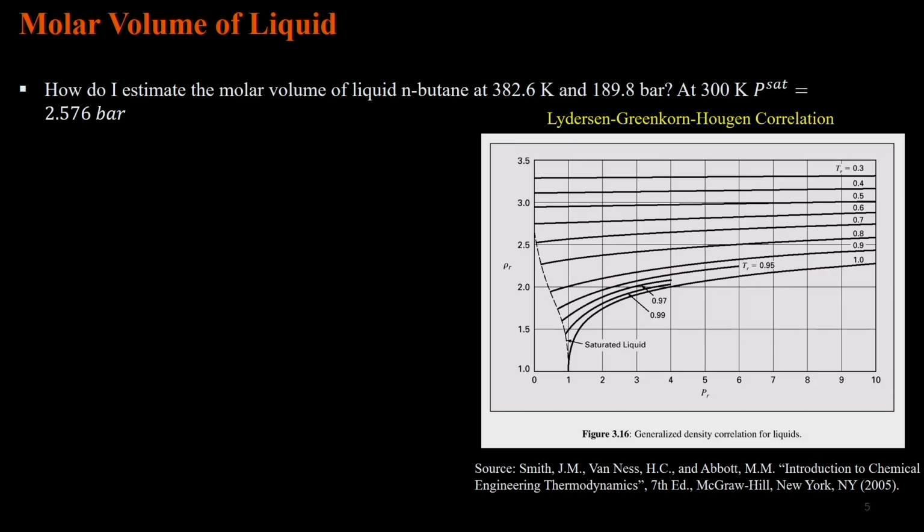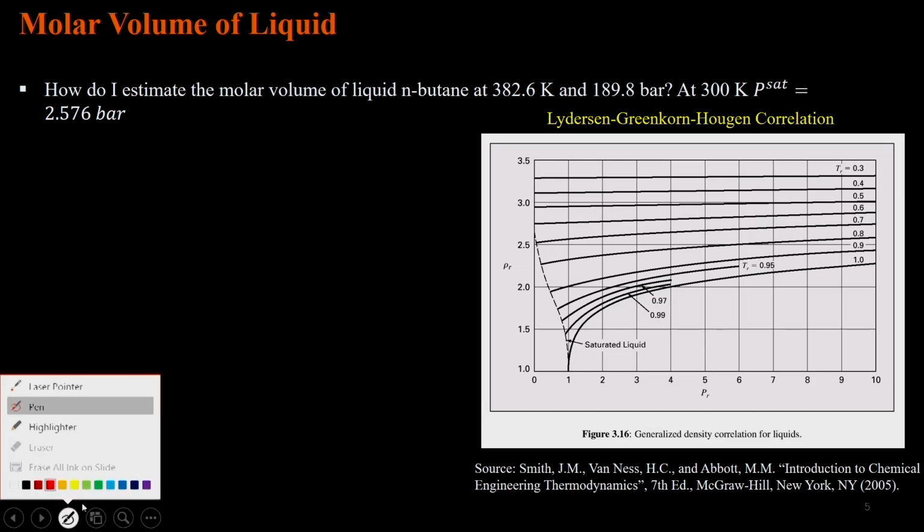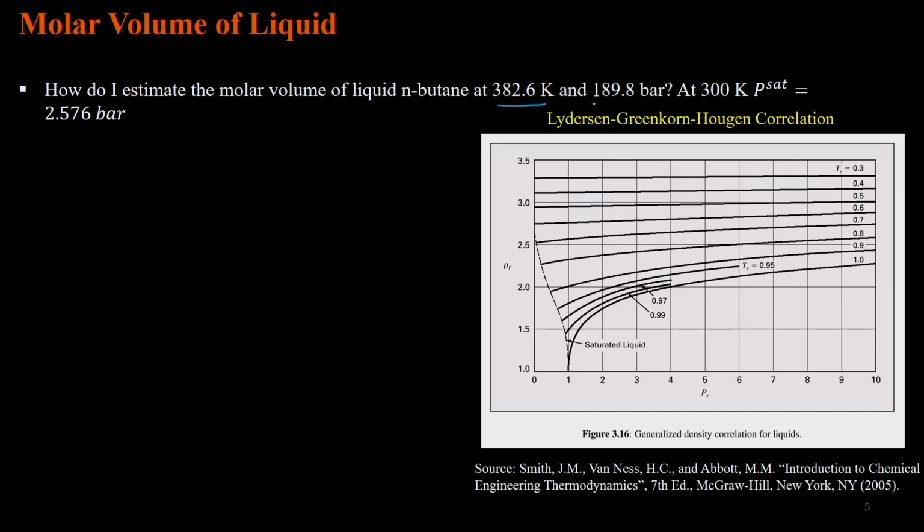What we have looked at in the case of the Rackett equation is estimation of the molar volume at saturated conditions. But let's say I want to estimate the molar volume for n-butane again, but not at a saturated condition, but in a subcooled state. In this case, I want to estimate its molar volume at 382.6 Kelvin and 189.8 bar, a very subcooled liquid. What I have as additional information is that at 300 Kelvin, the vapor pressure is 2.576 bar, right? So in cases like these, what we do is use what is known as the Lyderson-Greenkorn-Hougen equation, or the Hougen correlation.